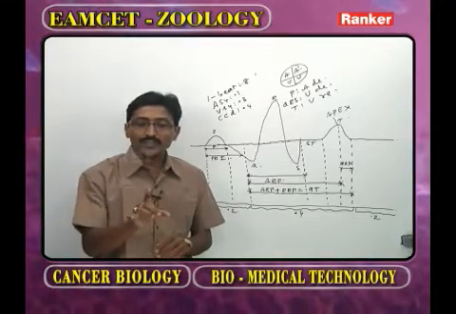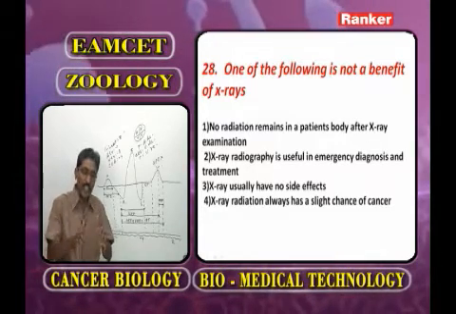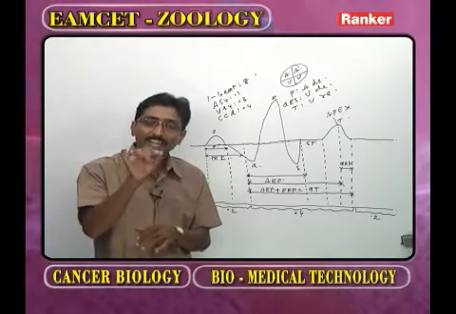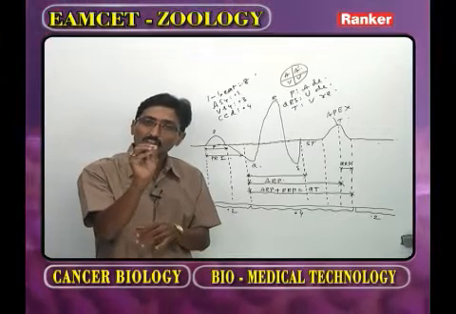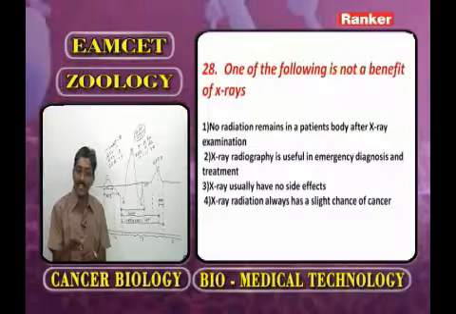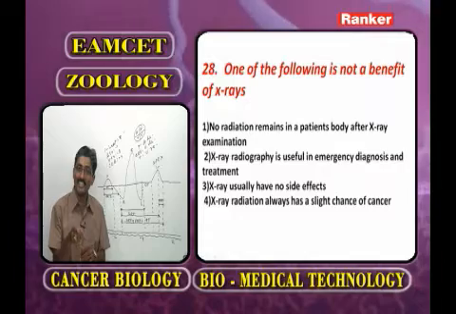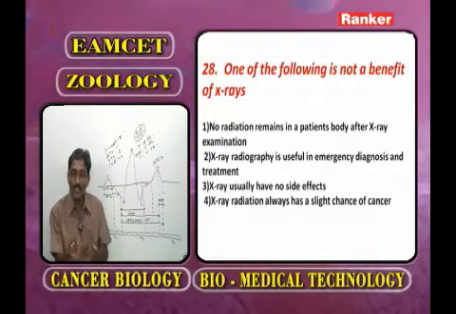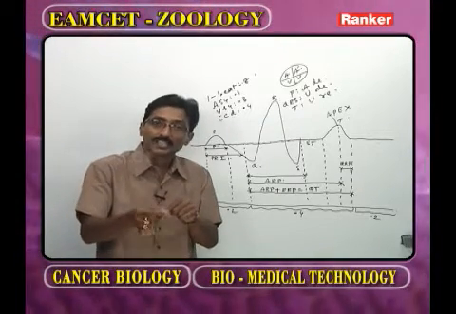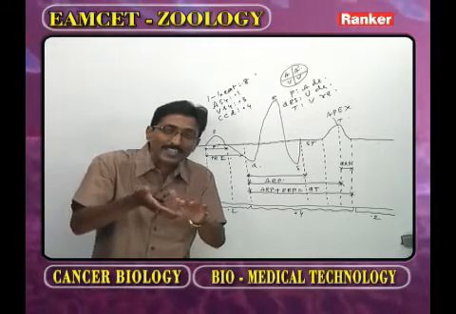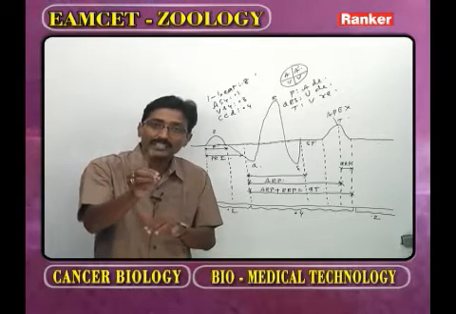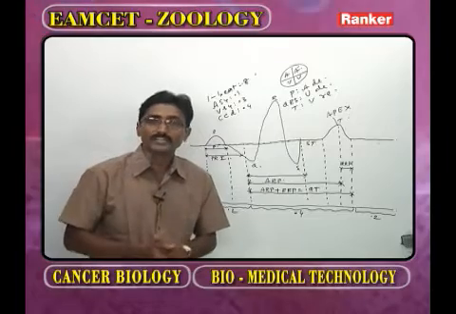Third one, X-ray usually has no side effects. If our body is continuously exposed to X-ray radiation, what is going to happen? X-ray radiation has ionizing properties, so we get chances of cancer, but not much. Now the fourth one, X-ray radiation always has a slight chance of cancer. So the last one is not a benefit. The first three are discussed as benefits of X-ray radiation. The last one, because of the ionizing properties of X-rays, gives chances of cancer. That is not a benefit. That is the harmful effect of the X-ray.